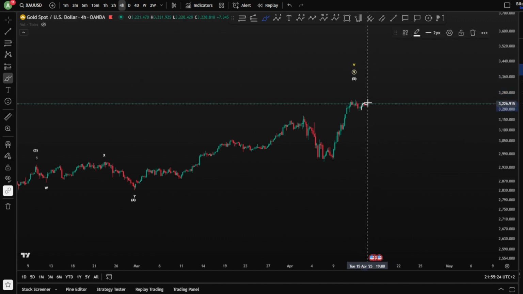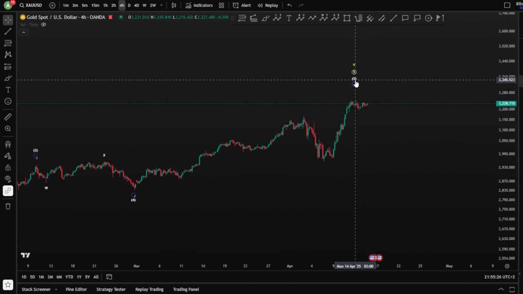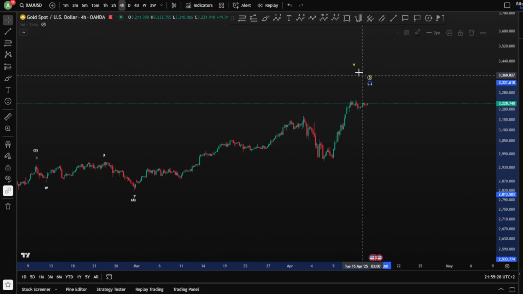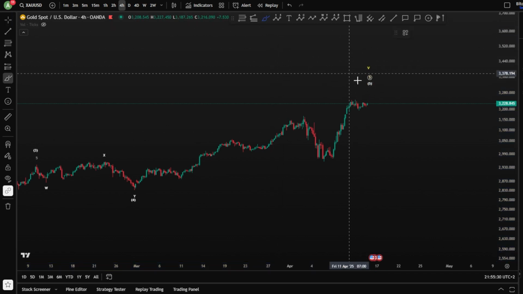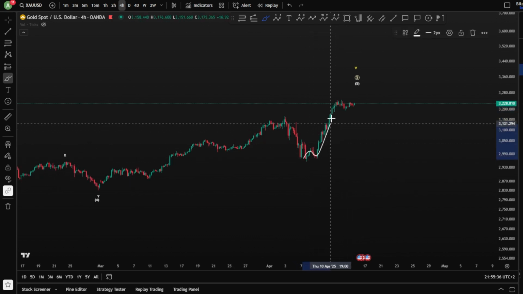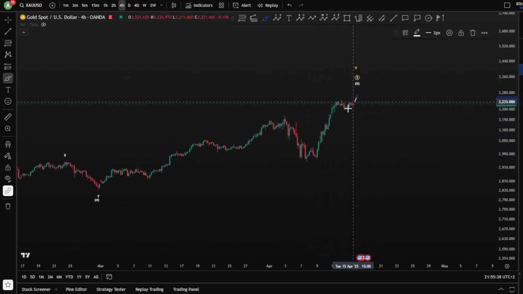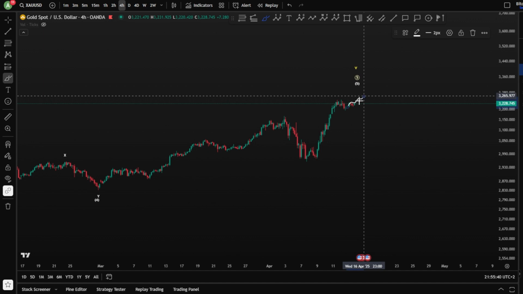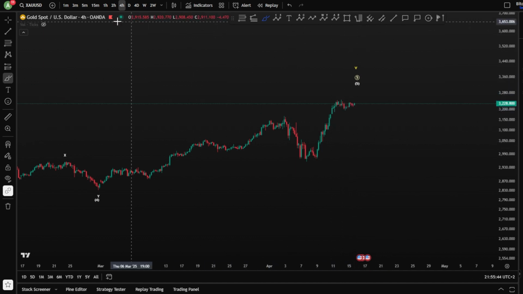1, 2 already finished. You're looking for 3, 4, 5, meaning a small impulse is still possible, of course. And why a small impulse? Because you got a very extended wave 3 here, after 1, 2, 3, very extended. Your wave 5 might be an ending diagonal, or it might be something very small. So we have to be careful as well.